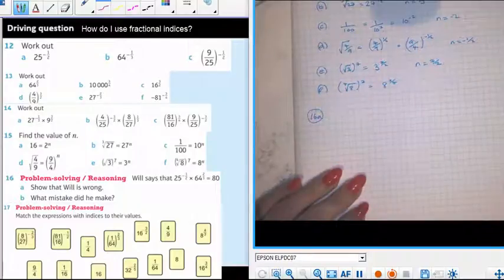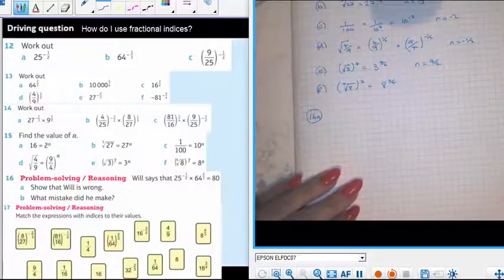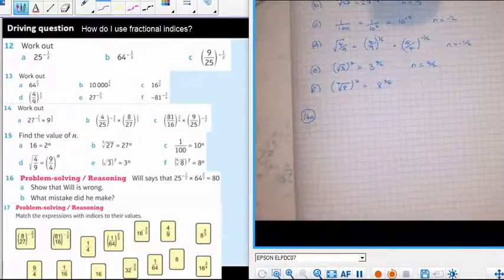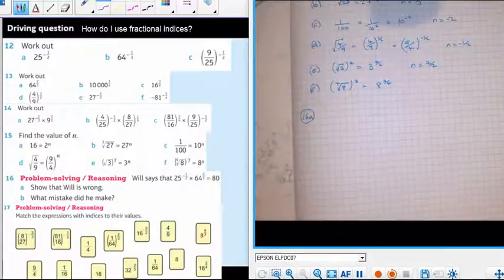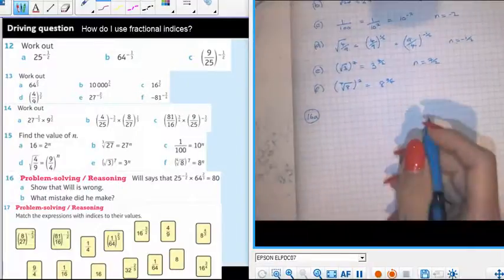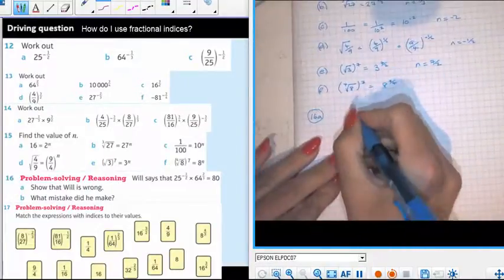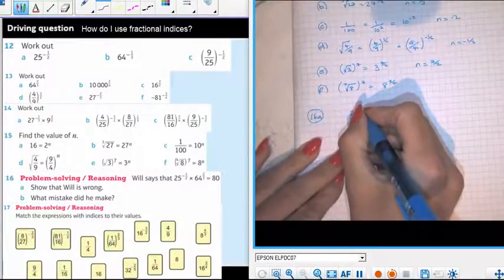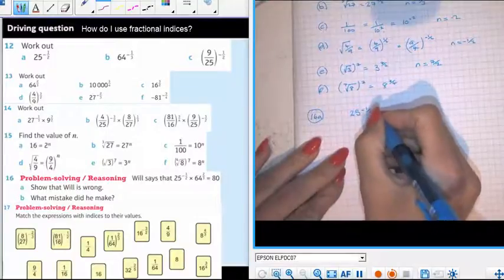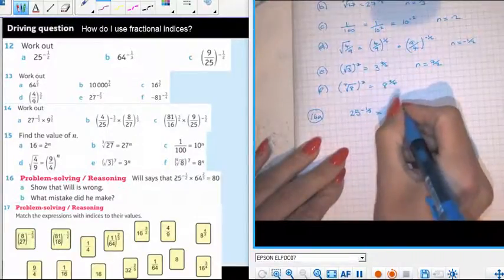Question 16a. Will says that 25 to the power of negative 1/2 multiplied by 64 to the power of 2/3 is 80. Show that Will is wrong. Okay, this is a show that question. Therefore, in this question, you have to make sure you show all of your working out. So, be really clear. If you're in doubt, just do more working than you think is necessary.